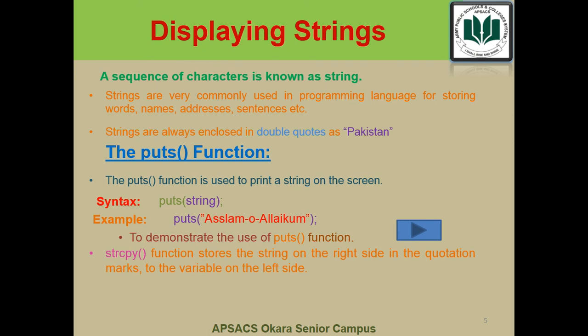The strcpy function stores the string on the right side of the quotation marks to the variable on the left side. Okay, I have discussed this already. And the puts function can only output one string at a time. Okay, this is a new thing for you. We cannot give two strings separated by a comma. It will only output a single string at a time. So if we want to output two strings, then we will have to use two puts functions. Like in our case we have used puts hello and then puts variable name. In the variable name we have stored the string, which was Muhammad Nidanjan.